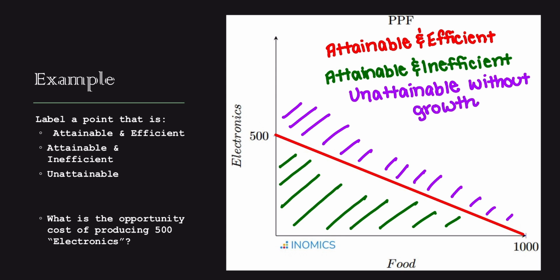And then over to the left, we see that our question is, what is the opportunity cost of producing 500 electronics? If we devote all of our resources to producing electronics, then we are giving up the ability to produce 1,000 foods. Because all of our resources are instead being funneled into producing our electronics based off of this PPF.